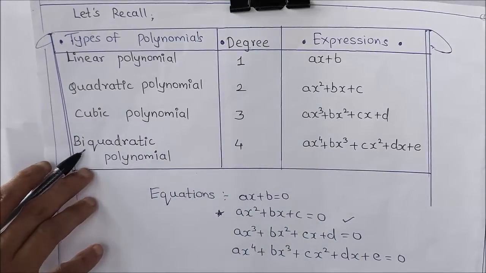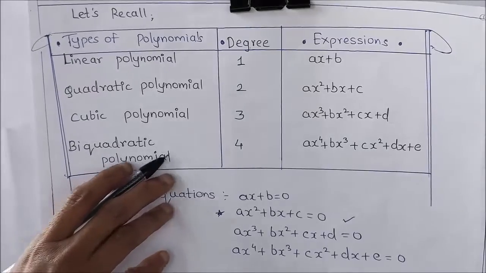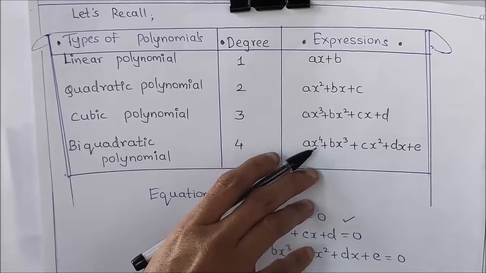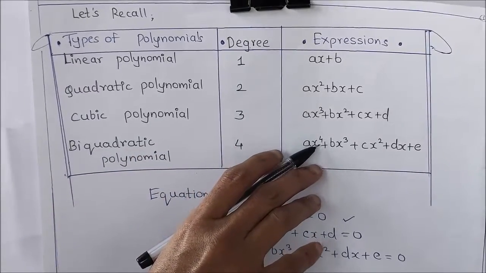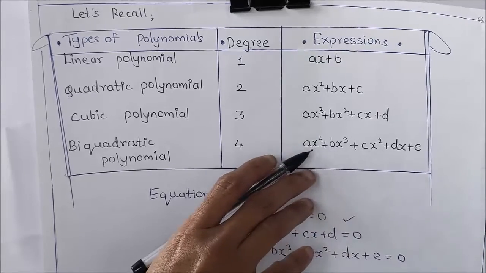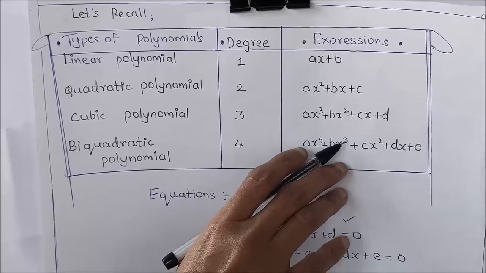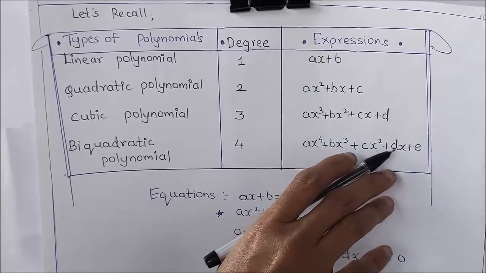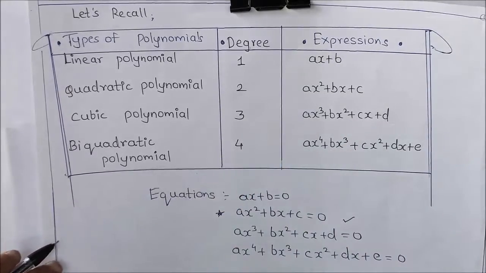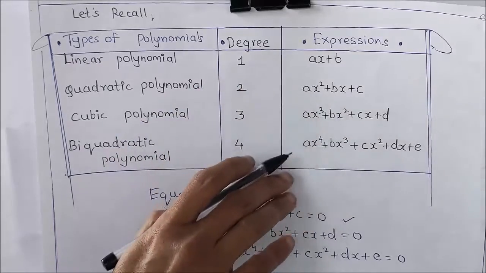Now, the fourth type is biquadratic polynomial. In this, the degree of x variable is 4, the maximum degree is 4. And we can write the expression as ax raised to 4 plus bx cube plus cx square plus dx plus e. Now, these are simply expressions.